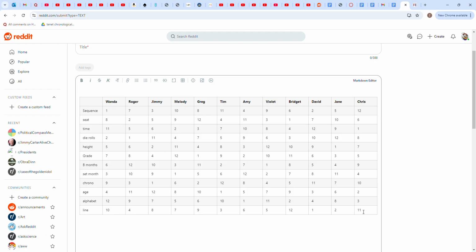Chris is 11th. And Bridget, who has been effectively disinherited by this wraparound aspect of the family tree, and the fact that Jane is Greg's daughter and not Roger's, is last in line to the helm.